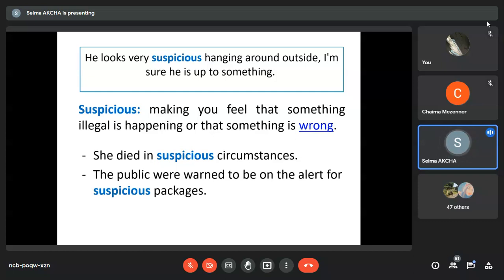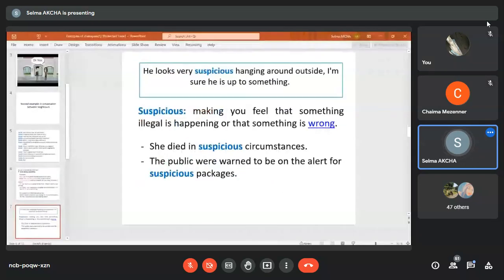Okay? I wrote for you 2 examples in order to make things clearer. She died. To die, c'est mourir. She died in suspicious circumstances. A circumstance, c'est une circonstance. Let's write it in the messages. I will write for you circonstance en français.